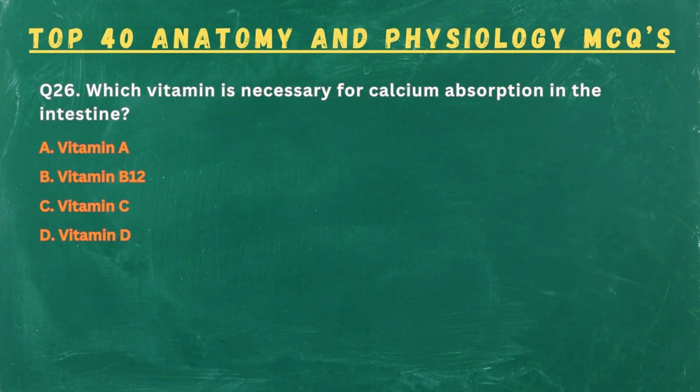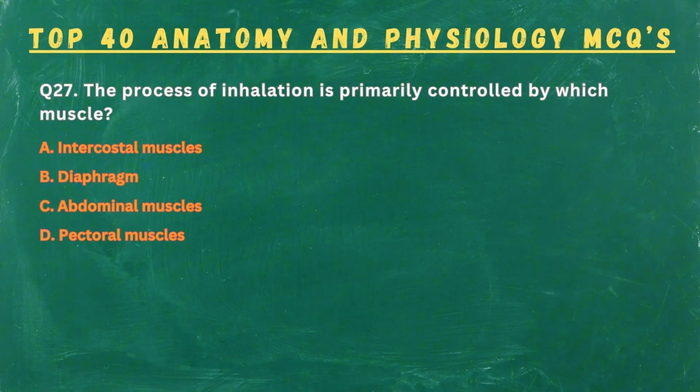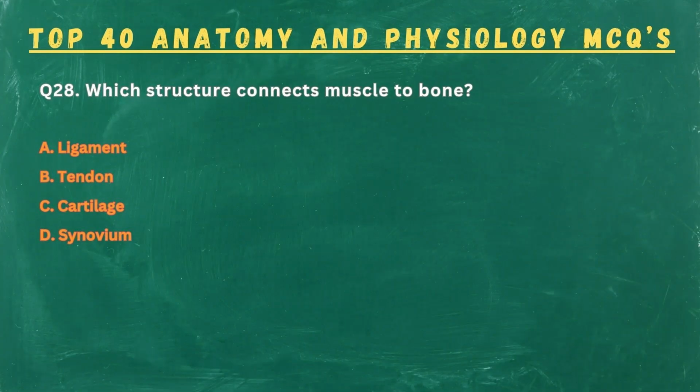Keratin. Q26. Which vitamin is necessary for calcium absorption in the intestine? A. Vitamin A. B. Vitamin B12. C. Vitamin C. D. Vitamin D. Answer: D. Vitamin D. Q27. The process of inhalation is primarily controlled by which muscle? A. Intercostal muscles. B. Diaphragm. C. Abdominal muscles. D. Pectoral muscles. Answer: B. Diaphragm.